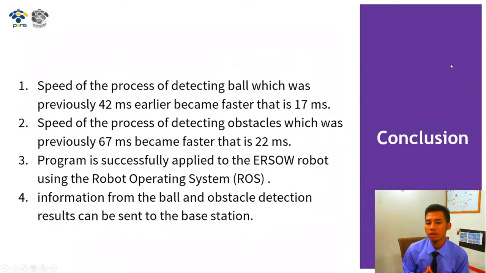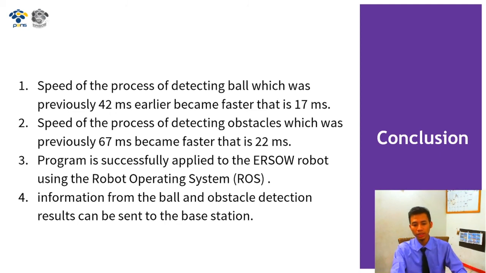And the conclusion of my research is that the process speed, previously 42 milliseconds in ball detection, became faster, 17 milliseconds, and the obstacle detection, previously 67, became 22 milliseconds. The program is successfully applied in ROS, and the information from the ball and obstacle detection can be sent to the base station.